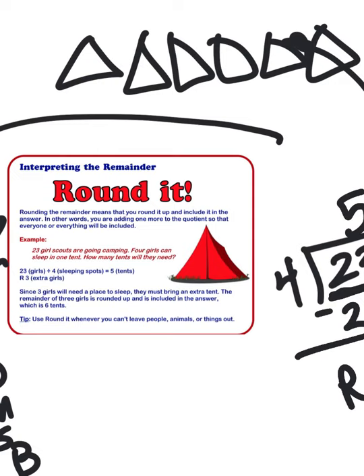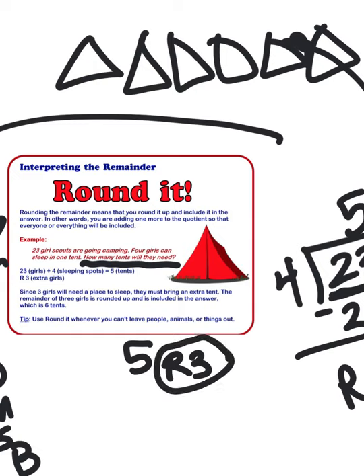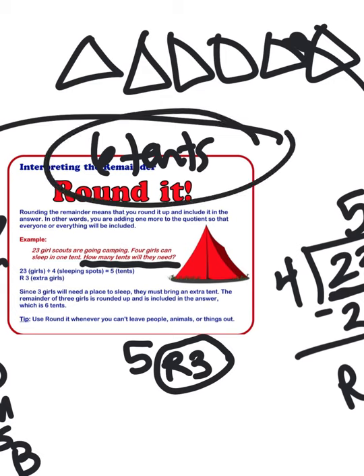The question says, how many tents will they need? Well, I can't say they need 5 remainder 3. That doesn't work because in this case, our remainders are people, and we certainly don't want the girls to be sleeping outside. So since there are 3 girls that will need a place to sleep, we're going to round up and include that in our answer. Instead of 5 tents, we're going to need 6 tents because these remainders are people and we don't want them sitting outside and not having a place to sleep.